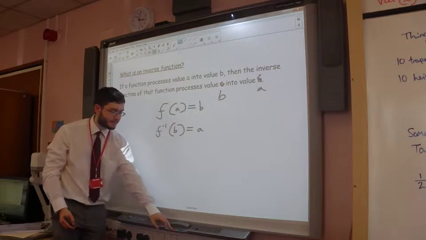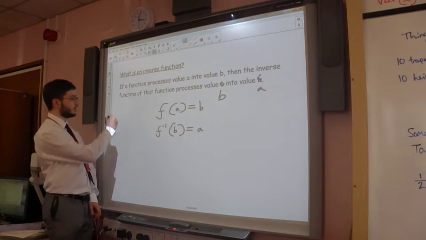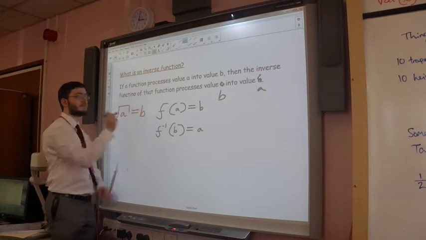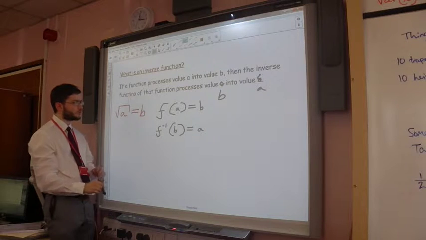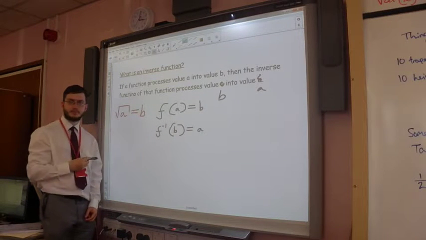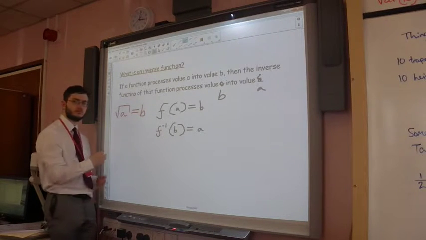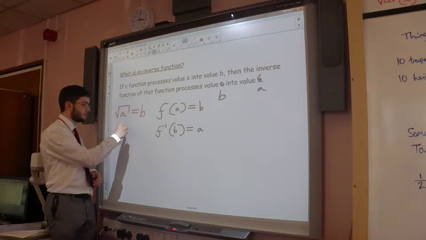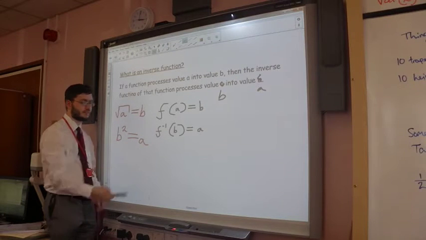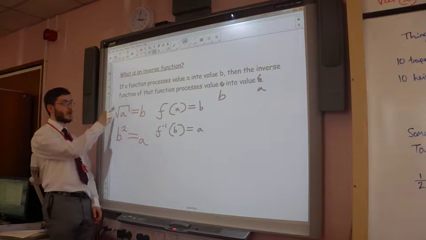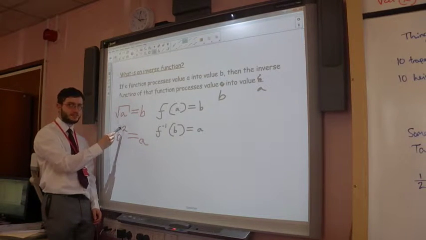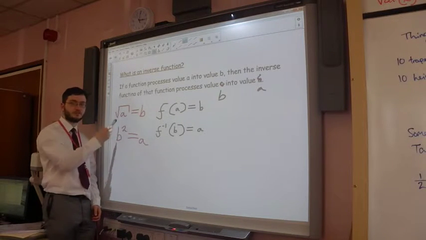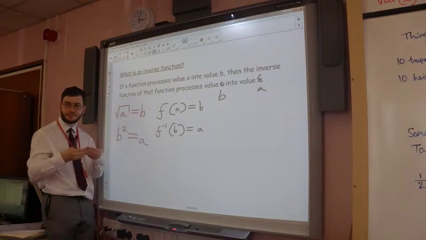Like, for instance, the square root of a equals b, let's say. So, how would I get from b to a? What would I do to b? Square it. Square it? So b squared equals a. So the square root is the inverse of squaring. Squaring is the inverse function of square rooting. Okay, it's got that kind of connection.